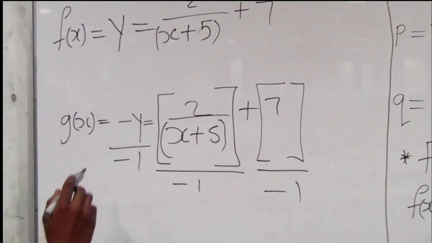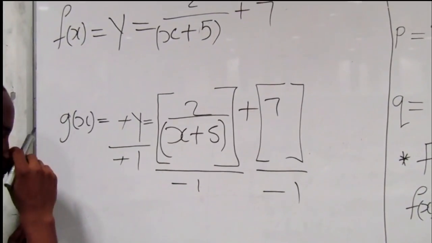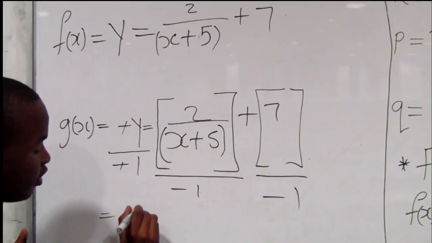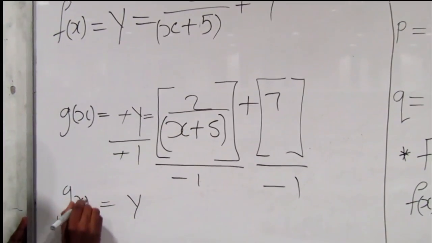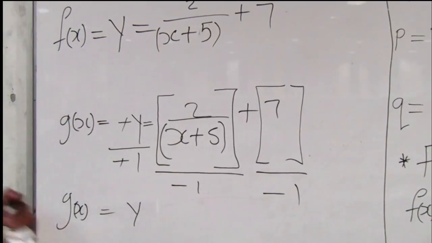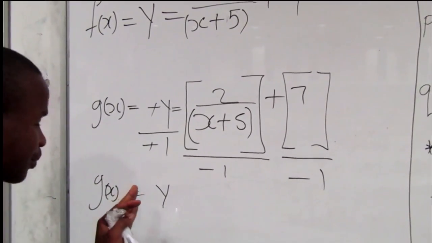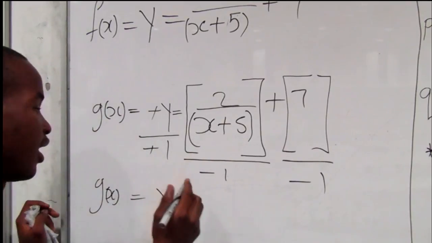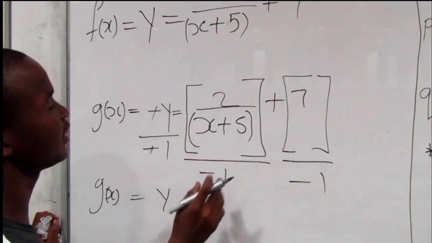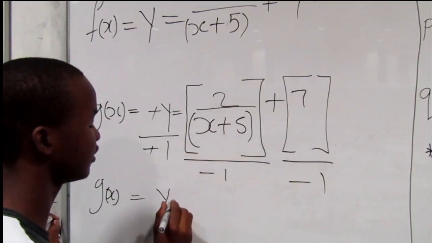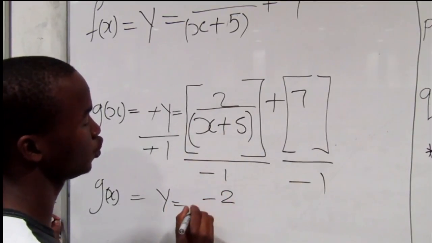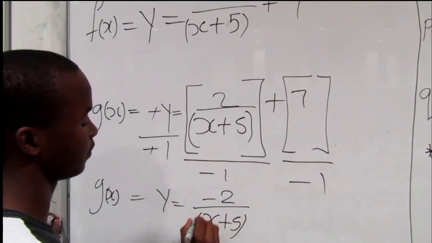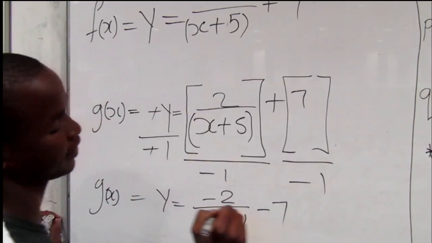When we divide it, here we get positive, which is negative 1 divided by negative 1. It gives us positive y, which we say is g of x equals y equals positive x. And when it arrives here, we divide this term, which gives us negative 2 over x plus 5, minus 7.